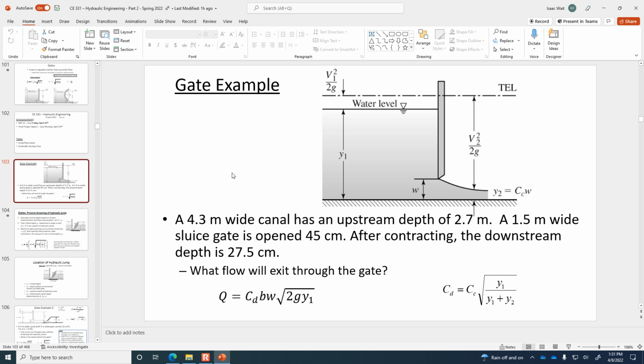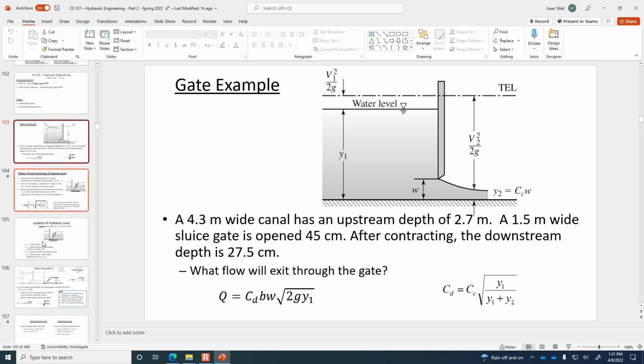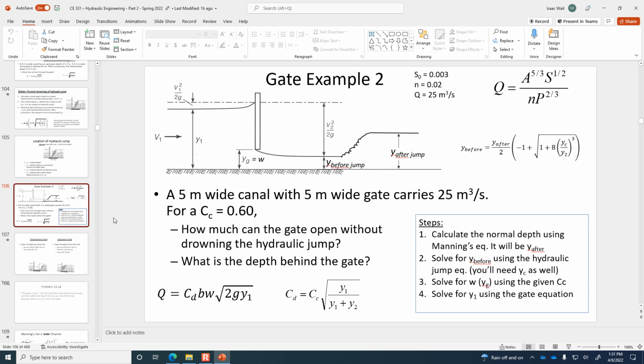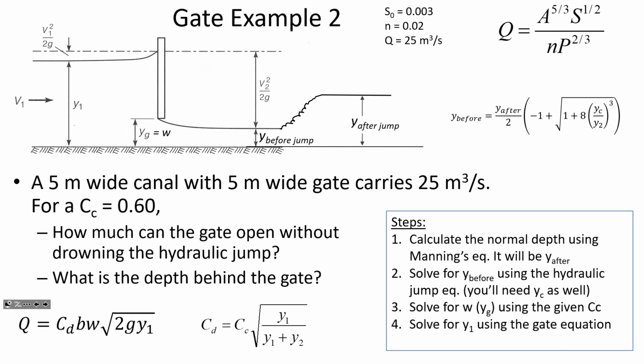In the previous example, 1 was the upstream and 2 was the downstream from the perspective of the gate. So I just wanted to mention that what you really need to think about with the coefficient of contraction is: where is something contracting here? It's contracting after the gate. So it's the depth after the gate divided by how high the gate is open.